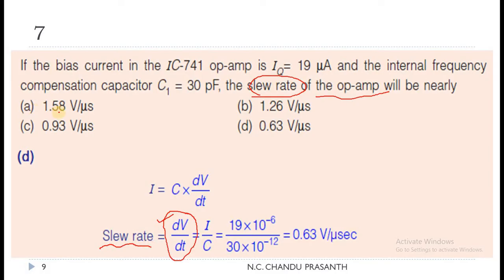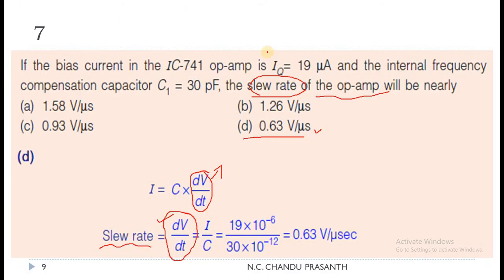Options are: A 1.58 volt per microsecond, B 1.26 volt per microsecond, C 0.93 volt per microsecond, and D 0.63 volt per microsecond. We already know I equal to C into dV by dt. From this we have to find out only dV by dt, because it is the slew rate. dV by dt is automatically equal to I by C.